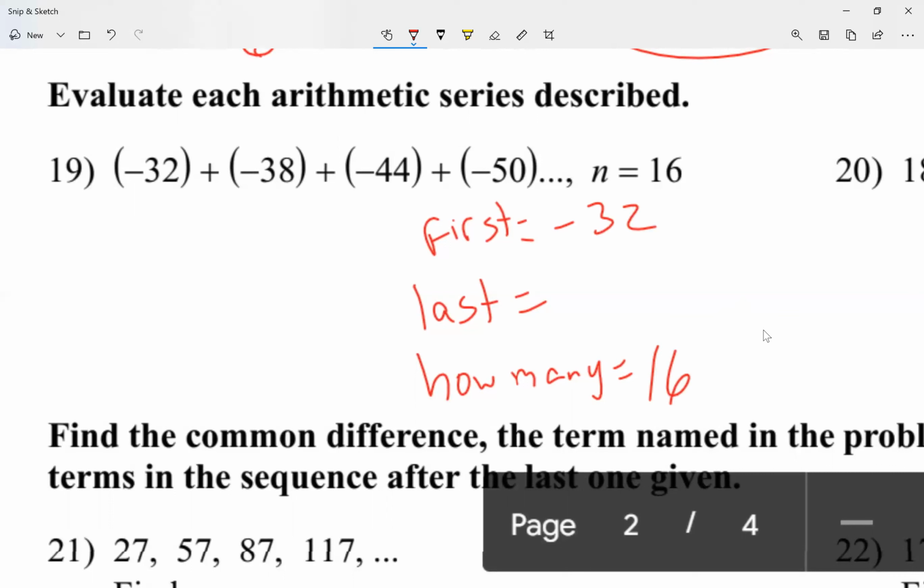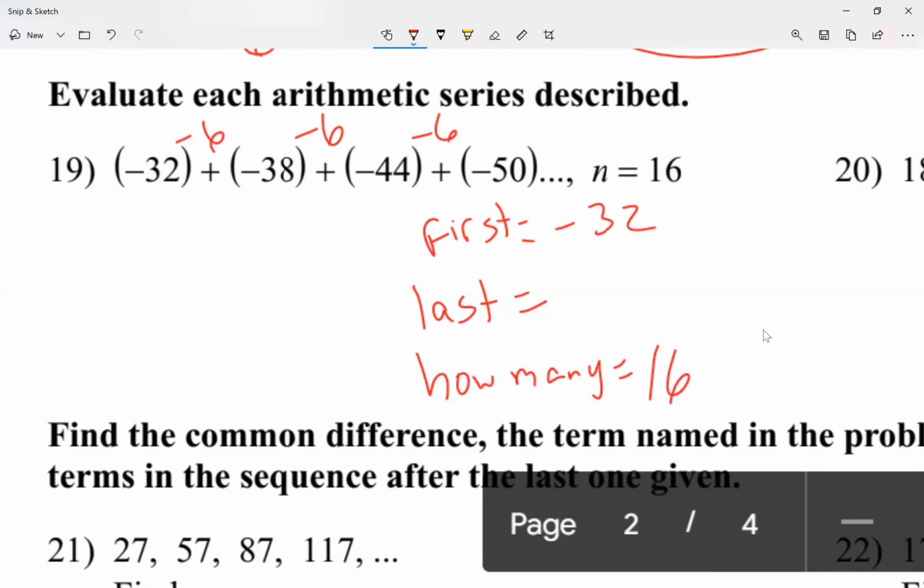So -32, -38, -44, -50. I want you to do 16 numbers on the list. We can do it the long way: find the 16 numbers on the list and then add them all up. But I mentioned that Gauss came out with a formula, and that's the formula I'm going to use. First of all, let me find out the common difference. In this case, it's -6. I subtract 6 each time. The way I figure out the common difference, I pick a number and subtract the number before.